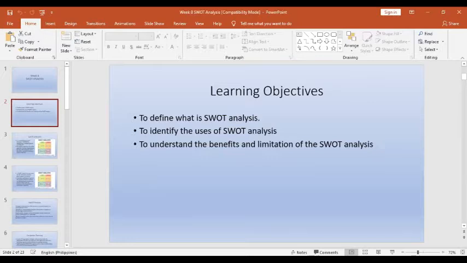Our learning objectives here are to define what is SWOT analysis, to identify the uses of SWOT analysis, and to understand the benefits and limitations of the SWOT analysis.